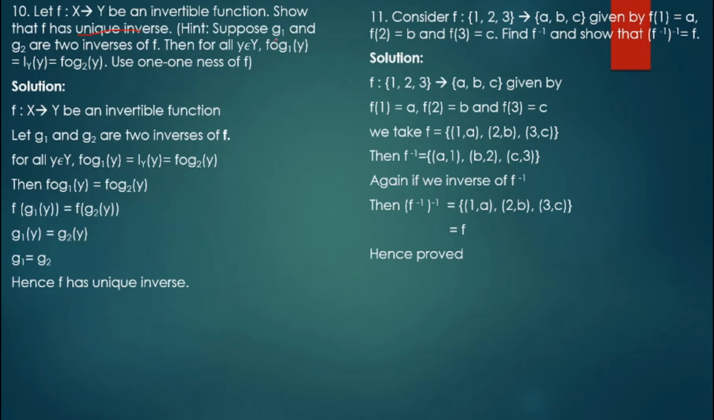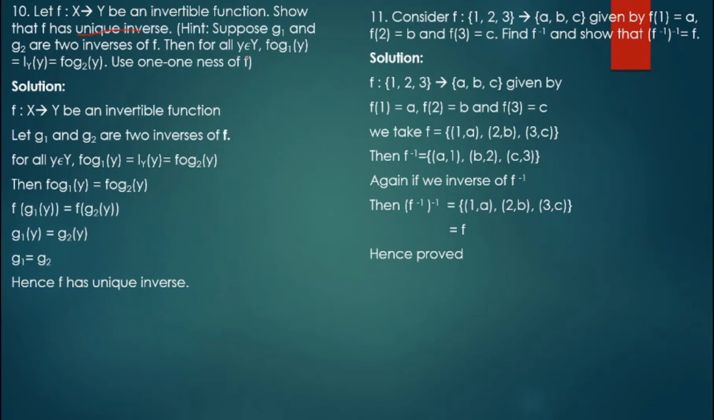Hint: suppose g1 and g2 are two inverses of f. To reach a contradiction, we assume, right, like in lower classes when you were asked to prove root 2 is an irrational number, what do you write as the contradiction? Root 2 is a rational number. Same way here, only one inverse exists when we say unique inverse. So what do we take as the contradiction? Two inverses are there, that is g1 and g2.